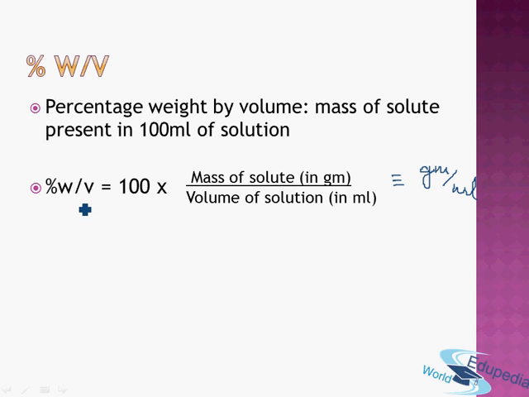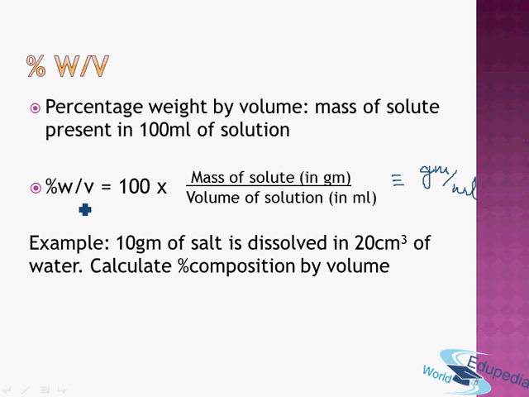Let's see an example to make it more clear. 10 gram of salt is dissolved in 20 centimeter cube of water. Calculate the percentage composition by weight by volume. Alright, so I have 10 gram of salt dissolved in 20 centimeter cube of water. Since water is present, I can take it to be the solvent, or I can see that since the final state is going to be liquid, aqueous, I can take water as the solvent.